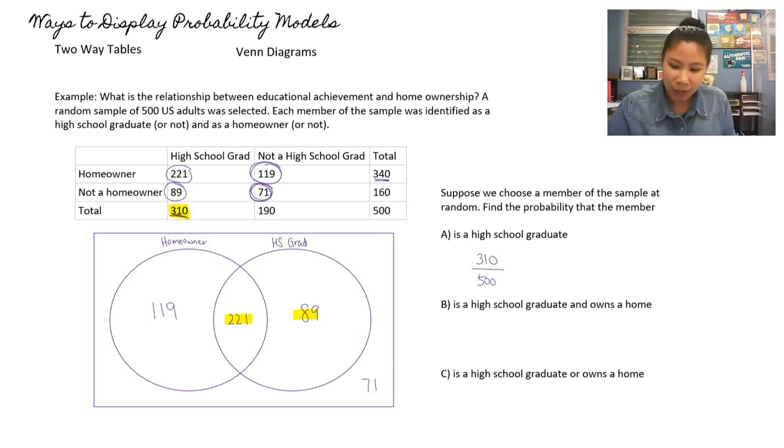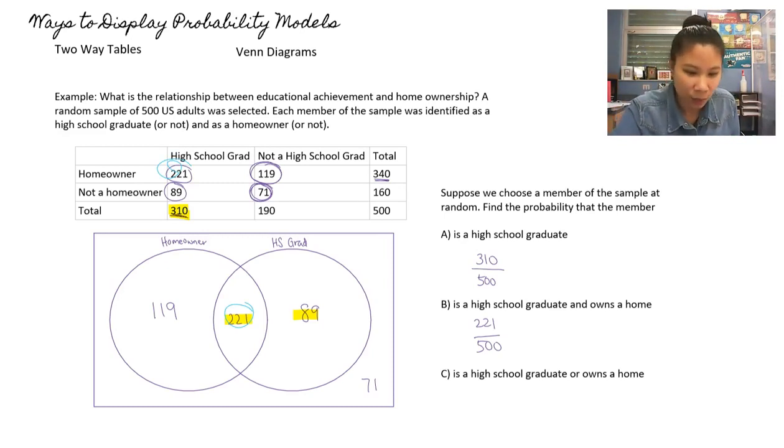Cool. So the next part, let's find the probability that it's a member who is a high school graduate and owns a home. So again, we're looking at the total of 500 people, because we want to know out of those 500 how many are high school graduates and own a home. So that would be the 221, because they have to do both. Okay, and again, I can find that using the two-way table or the Venn diagram.